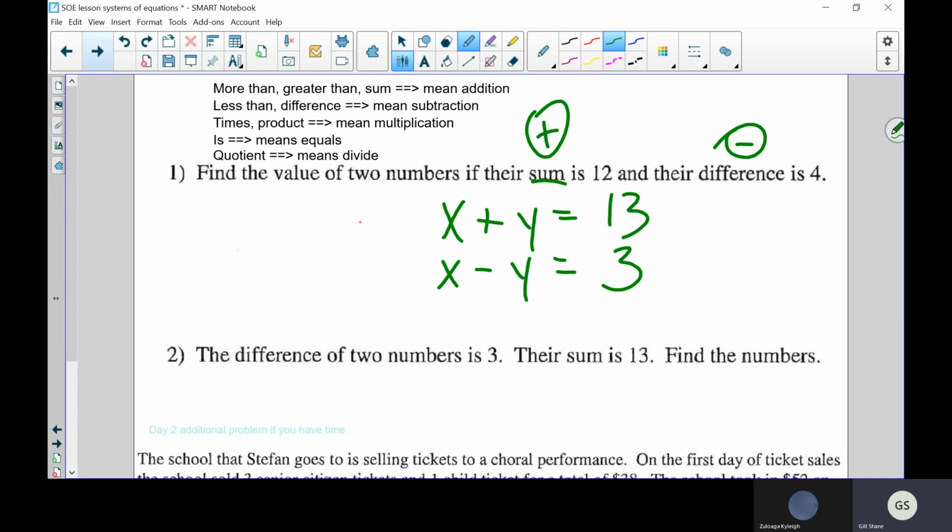What can you do? Add. We can combine them, right? We can add straight down. 2x equals 16. So what's x? 8. Now if you know one of them, you should be able to figure the other one pretty easy. They got to add up to 13. Their sum is 13. We know x is 8, so if x is 8, what does y have to be? 5. And isn't the difference of 8 and 5, 3? Yeah. There you go.